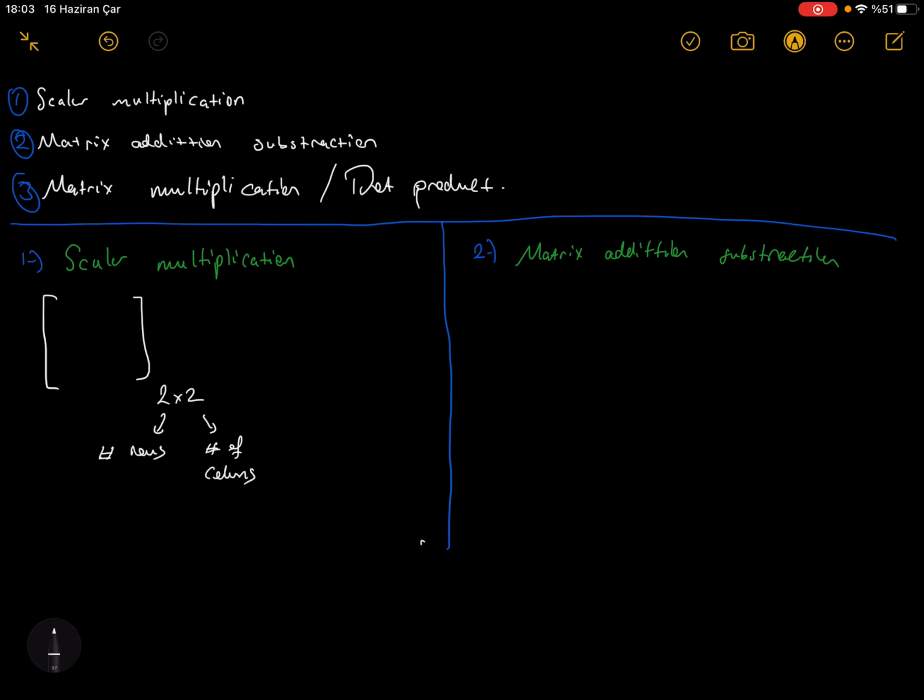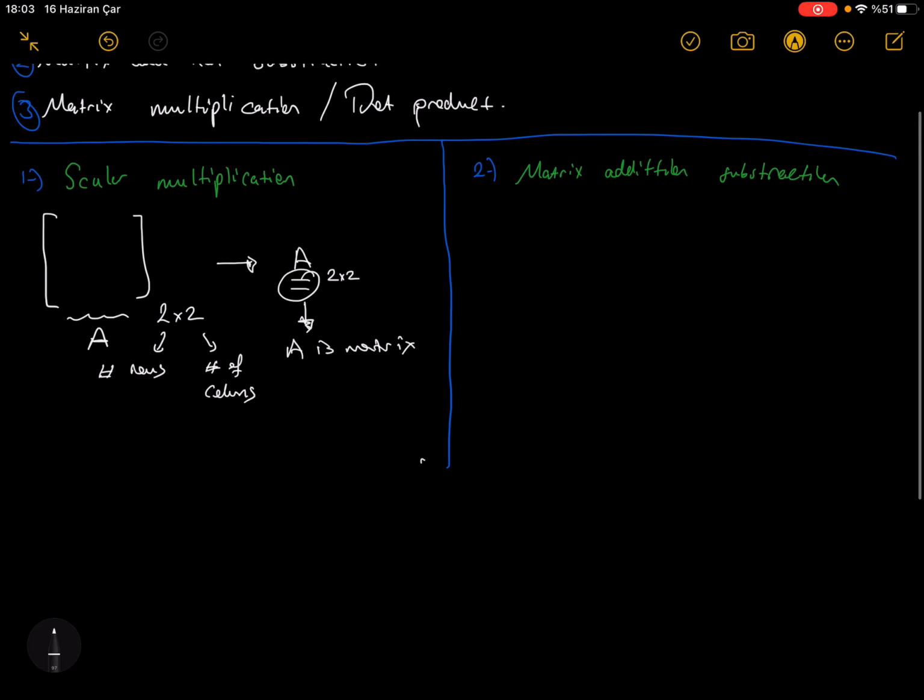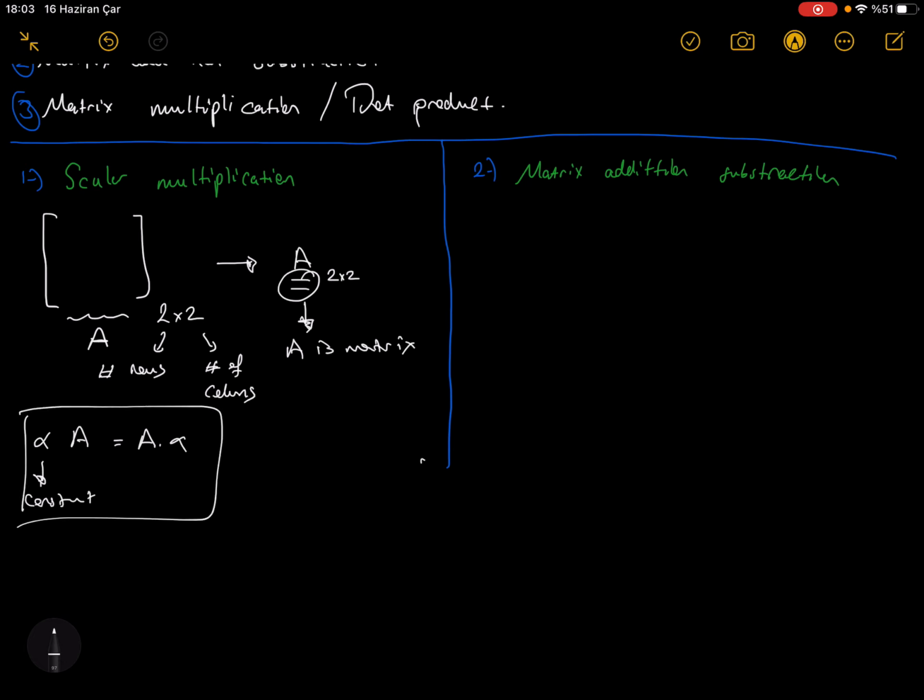The scalar multiplication is, you have a matrix A. I am showing matrices with A. The more formal notation is this 2 by 2, showing that A is a matrix. Scalar multiplication means that we have a number alpha, which is a constant, and a matrix A, and alpha times A is equivalent to A times alpha as well. The reason I am showing that is because sometimes this is not going to be true. The third operation will show that it is not going to be true.